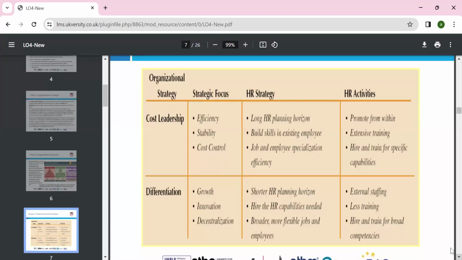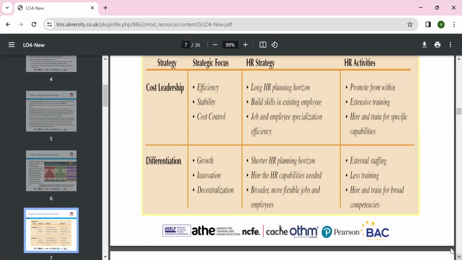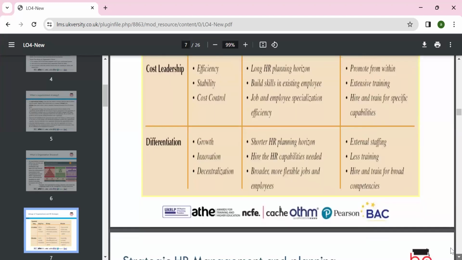Cost leadership, one of the important generic strategies. Efficiency, stability, cost control. A long HR planning horizon is required, build the skills of existing employees, and we can look around promoting from within, extensive training, and hire and train specific capability. Differentiation, growth, innovation, decentralization, shorter HR planning horizon. We can look around HR capabilities and broad, more flexible jobs. External staffing, less training, hire and train the staff. So these strategies we can use.